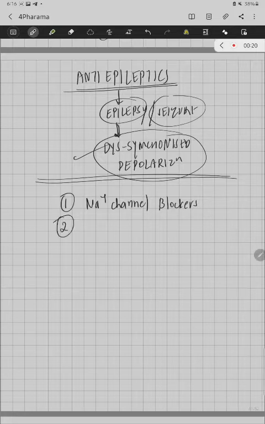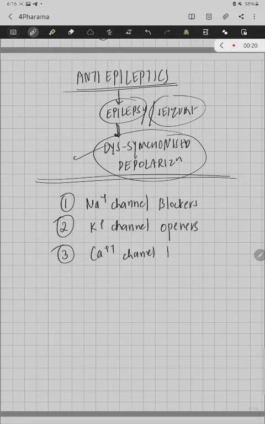The next way to inhibit this depolarization is to open the potassium channels. Potassium channel openers. Now, what will potassium channel openers do? They'll open the potassium channel, which will help the potassium to go out of the cell and cause repolarization of the cell, and hence inhibit depolarization. Another mechanism by which depolarization takes place is by calcium channel influx. So what we can do is block these calcium channels. Calcium channel blockers.